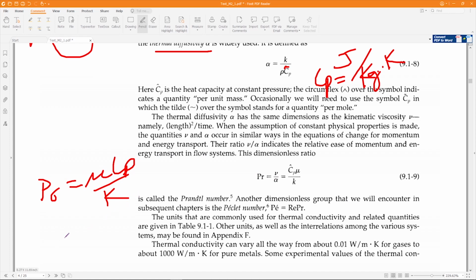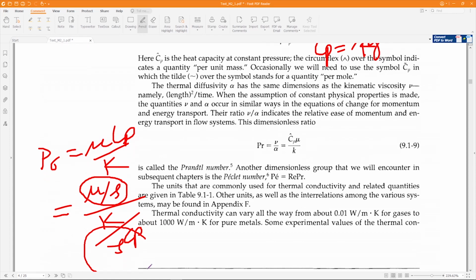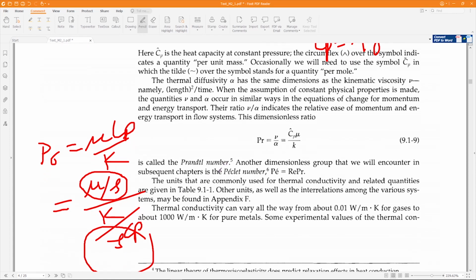Right? So you can rearrange this as mu by rho and K by rho Cp. Okay? The rho cancels out ultimately. So this is nothing but momentum diffusivity, or you can say kinematic viscosity. This is thermal diffusivity. So Prandtl number is nothing but the ratio of momentum diffusivity and the thermal diffusivity.